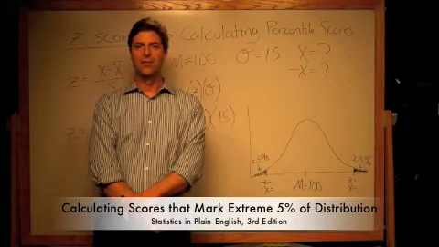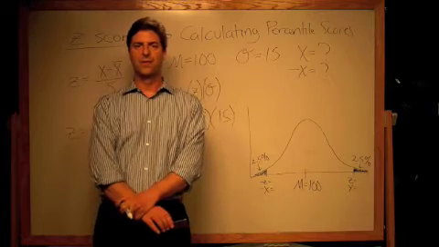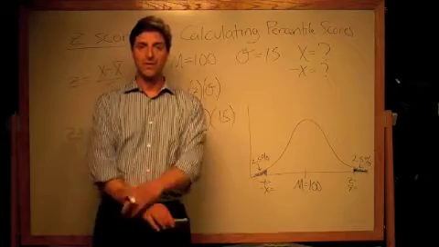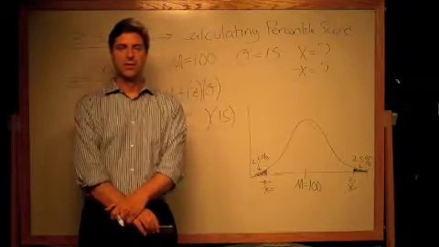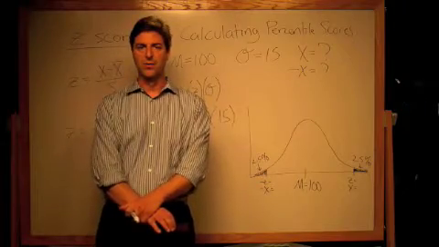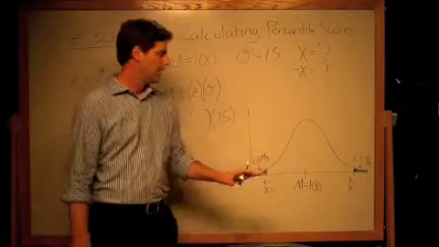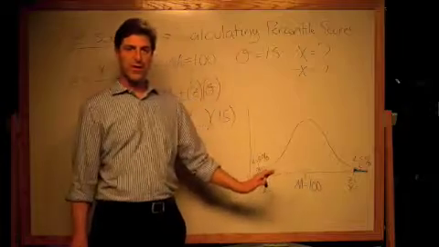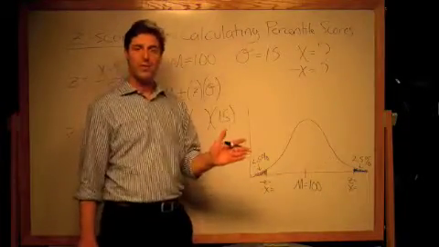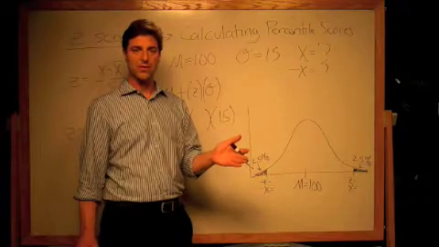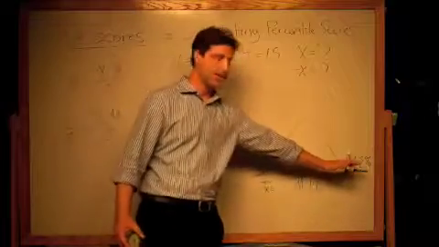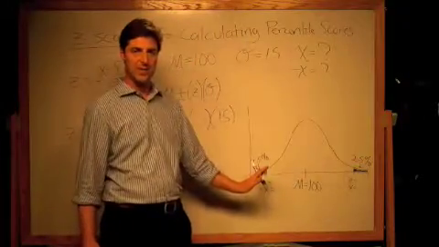Okay, in this lesson, what we're going to do is find the scores that mark the extreme something percent of a normal distribution. So in this case, let's say we're going to find the scores that mark the extreme 5% of this normal distribution. Now keep in mind, the normal distribution has two tails. It's got a positive tail and a negative tail. So when we say we're going to find the extreme 5% of this distribution, we're going to have to divide that 5% up into 2.5% up at the top and 2.5% down at the bottom.